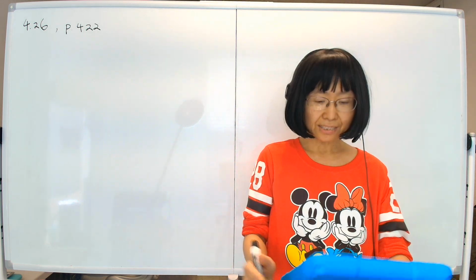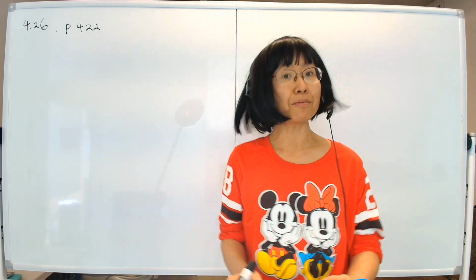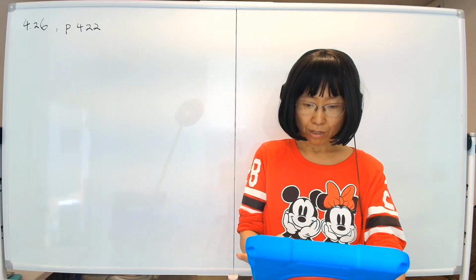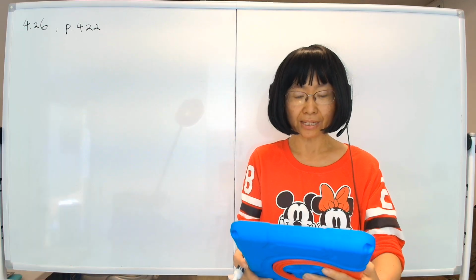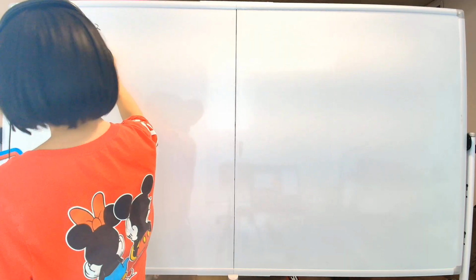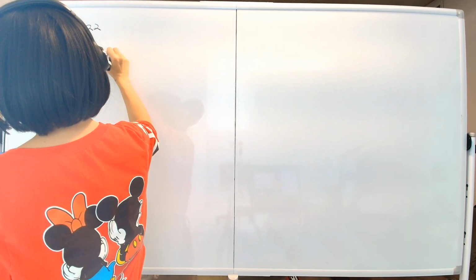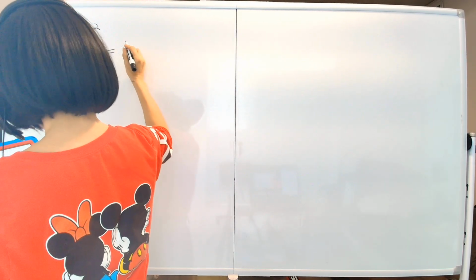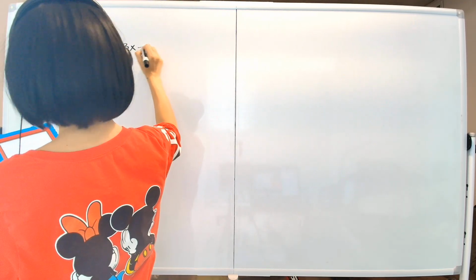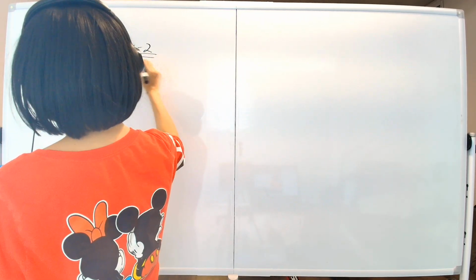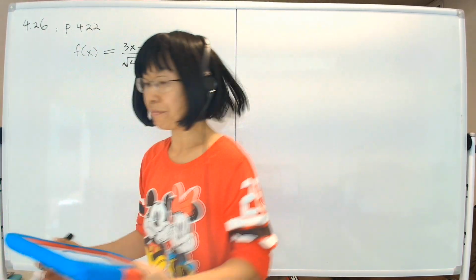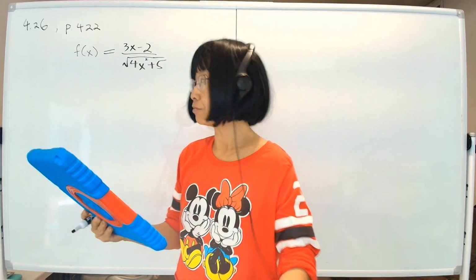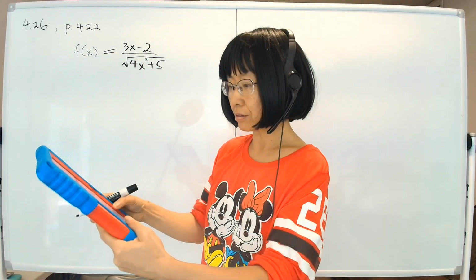Next, let's look at example 4.26 on page 422. Now we have a function for which we will find the limit at infinity. The function is f of x equals 3x minus 2 over the square root of 4x squared plus 5. Okay, so here's your function, and we want to know the limit as x goes to infinity.